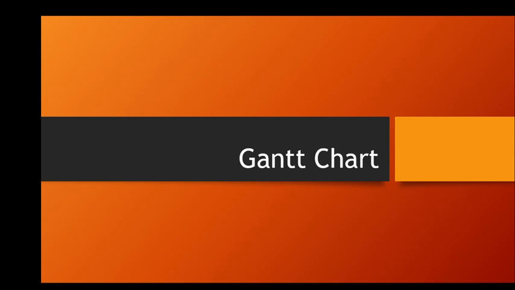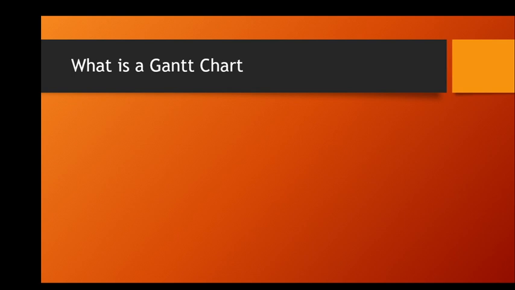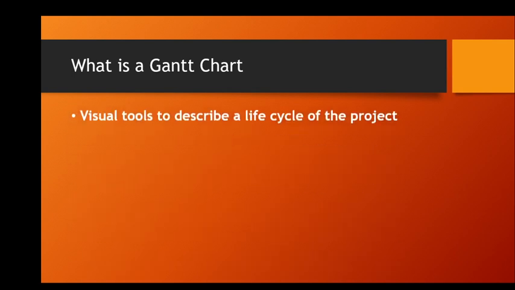Now I wouldn't only want to limit it to companies, it can also be used by an individual. Now let's try to find out exactly what a Gantt chart is. A Gantt chart is a visual tool that describes the life cycle of the project. In other words, a Gantt chart mainly just illustrates a project schedule. For instance, when to start the project and when to end it.